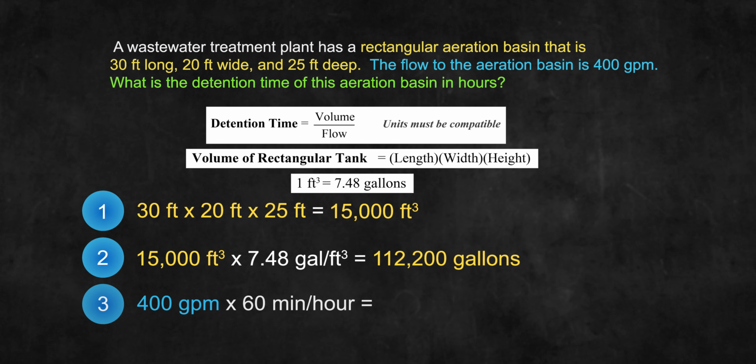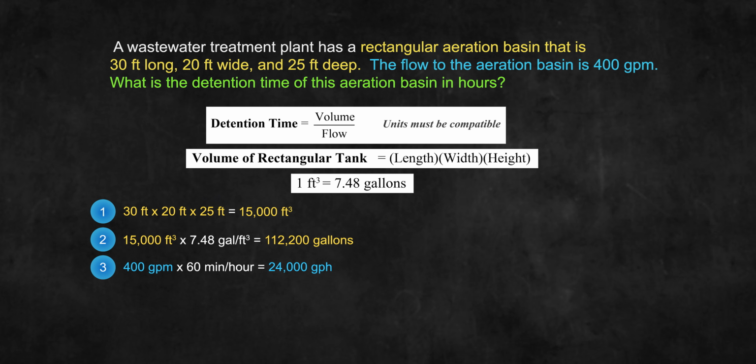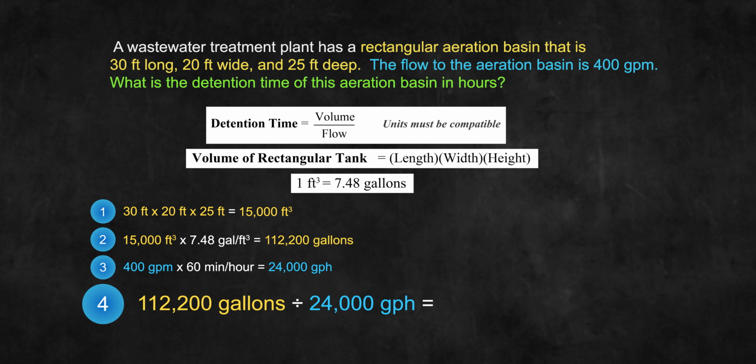In the third step, we need to realize that in this question, we're being asked for the detention time in hours, so we must take our flow, which is given in gallons per minute, and convert that to gallons per hour. We achieve this by taking our flow of 400 gallons per minute and multiplying it by 60 minutes per hour, giving us a new flow value of 24,000 gallons per hour. Step 4 is our last step, where we plug in the volume value from step 2 and the flow value from step 3 into our detention time formula. This is 112,200 gallons divided by 24,000 gallons per hour, giving us our answer of 4.7 hours detention time.